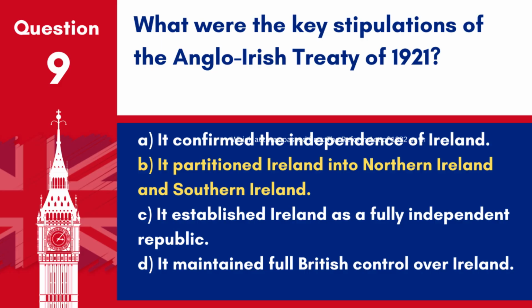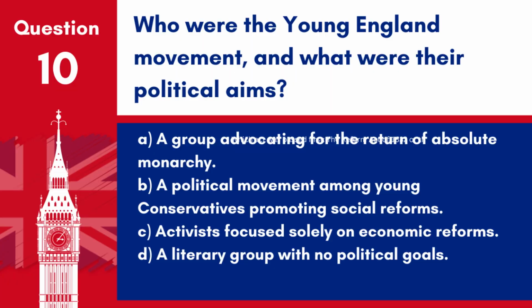Answer: B. It partitioned Ireland into Northern Ireland and Southern Ireland. The Anglo-Irish Treaty of 1921 led to the partition of Ireland, creating Northern Ireland, which remained part of the United Kingdom, and the Irish Free State, which had self-government. Question 10. Who were the Young England movement, and what were their political aims?